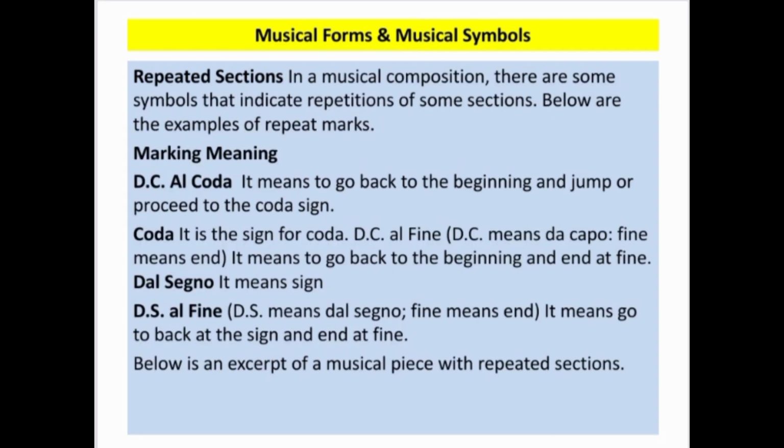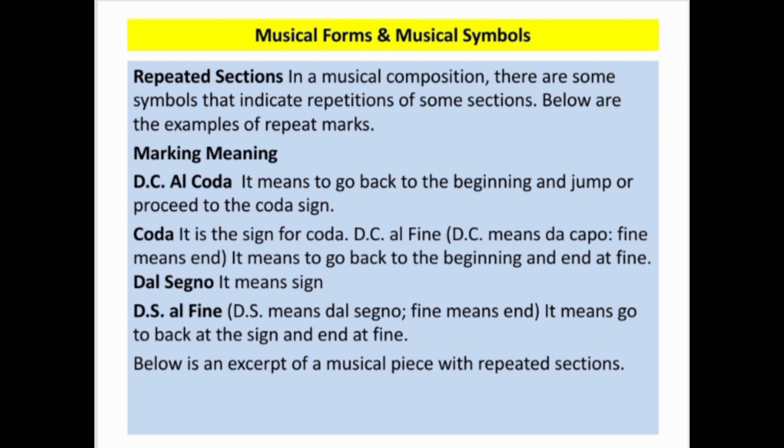Repeated sections. In a musical composition, there are some symbols that indicate repetitions of some sections. Below are examples of repeat marks. Marking, meaning. DS al coda. It means to go back to the beginning and jump or proceed to the coda sign. Coda, it is the sign for coda.